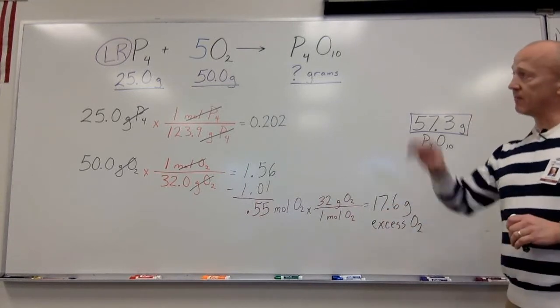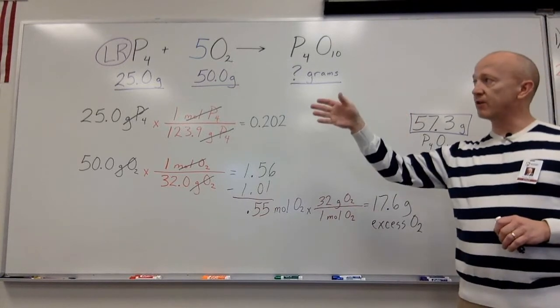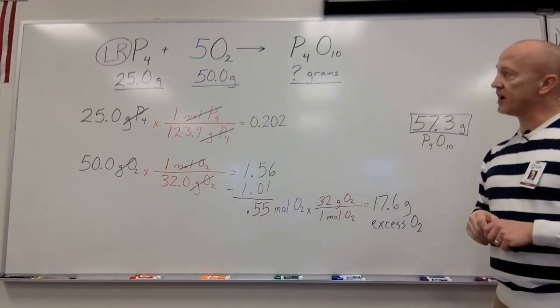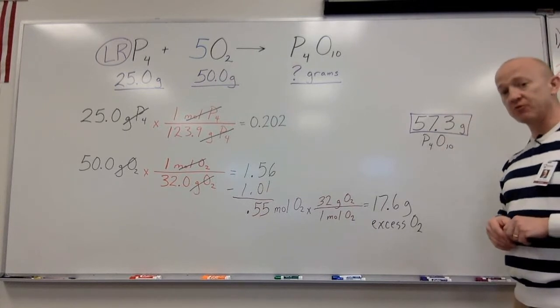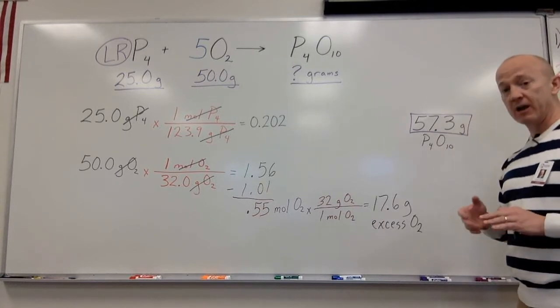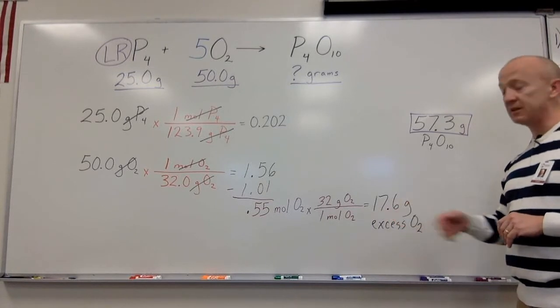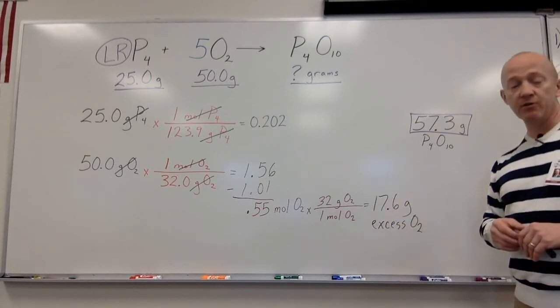Once again, when we have this reaction, 25 grams of phosphorus, 50 grams of oxygen, we have a maximum yield of 57.3 grams of tetraphosphorus decoxide. And when that reaction is complete, we're going to have 17.6 grams of leftover oxygen.